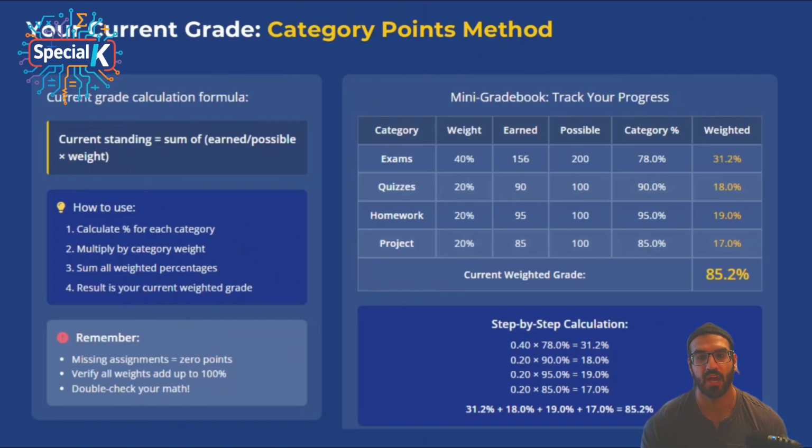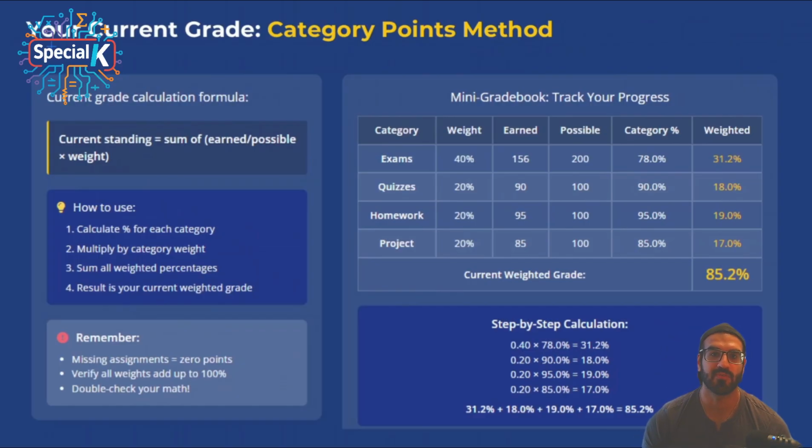For the quizzes, you got 90 out of 100. You get 90%. Homework, 95 out of 100, 95%, and project, 85%. So here's the thing that we have. For each of them, you got a specific amount of value. But here's the question: what is your final point? The final point is completely related to the weight of each of those categories.